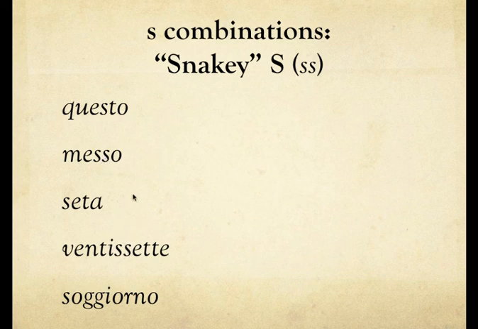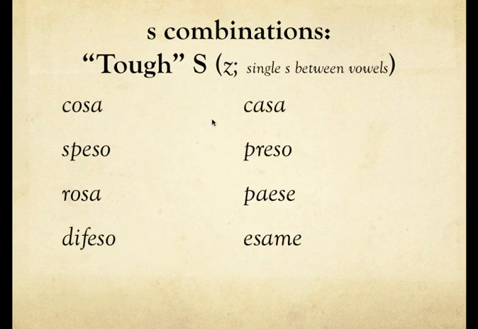The S is doubled to keep the snaky sound because it's between two vowels. You see in these cases, the double S has vowels around it. If you don't put two S's and you have vowels on both sides, you'll end up with a tough or hard S, which is a Z sound. Zeta, Z. So let's practice that sound. Again, this is the single S between vowels to make that Z sound.